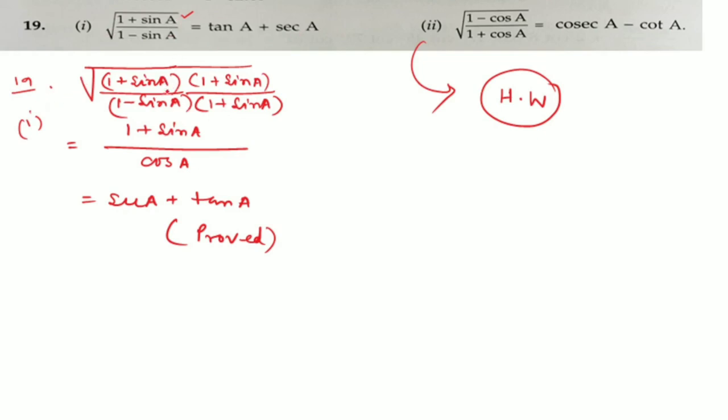Just you have to multiply numerator and denominator by 1 plus sin A, and 1 plus sin A into 1 plus sin A, so it will be 1 plus sin A whole square. After root over it will be 1 plus sin A, and here 1 minus sin A into 1 plus sin A, it will be 1 minus sin square A. 1 minus sin square A means cos square A, and after root over it will be cos A, and after division 1 by cos A will be sec A, plus sin A by cos A it will be tan A.